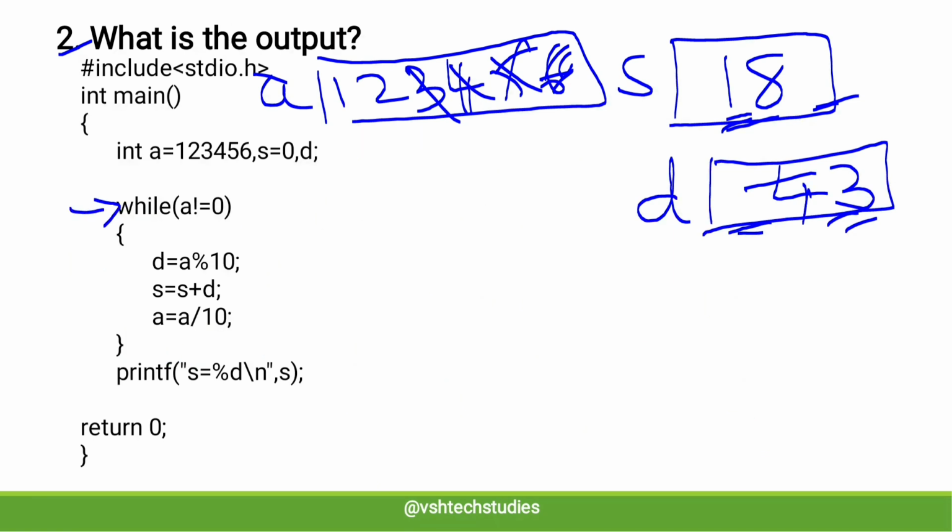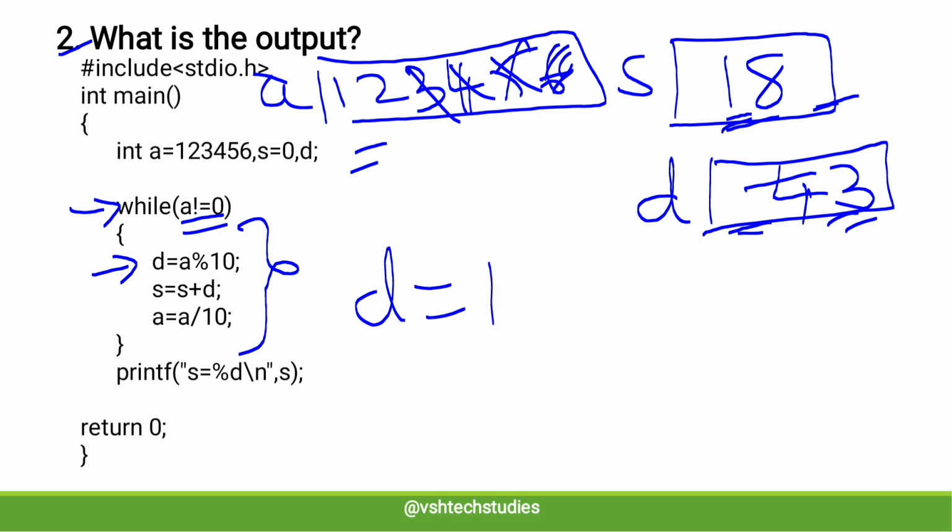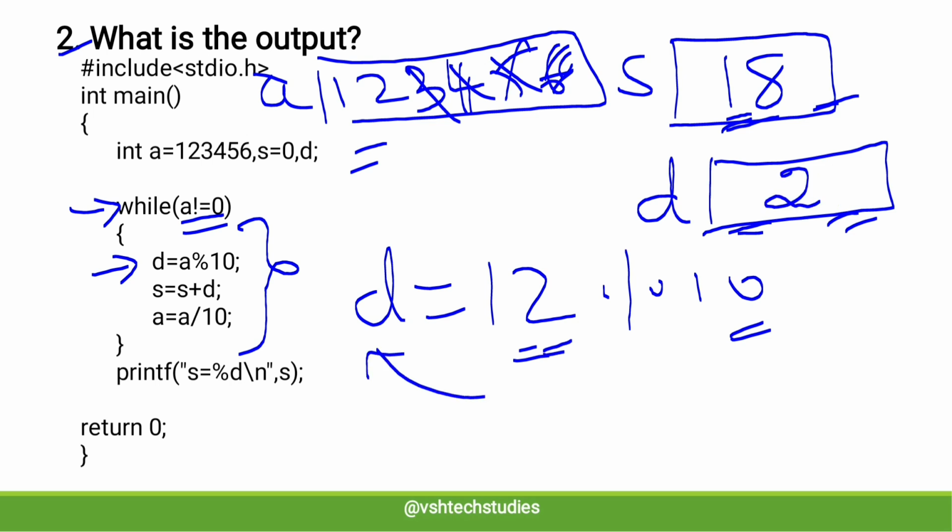In the next iteration of the while loop, A not equal to 0, this condition has to be checked. A is 12. 12 not equal to 0 is true, because 12 is not equal to 0. Then the loop body must be executed. The first statement, D equal to A mod 10, that is 12 mod 10. After dividing 12 by 10, the remainder is 2. So that must be saved in D. So in D, 2 is saved.